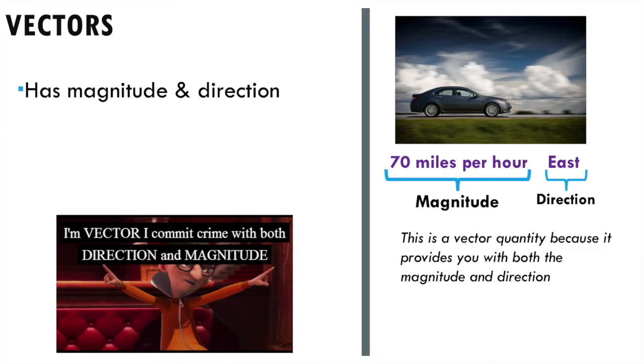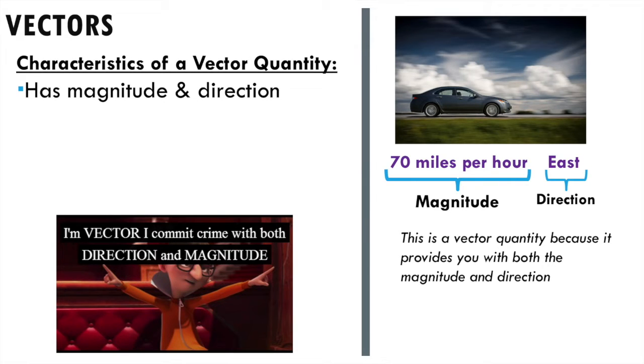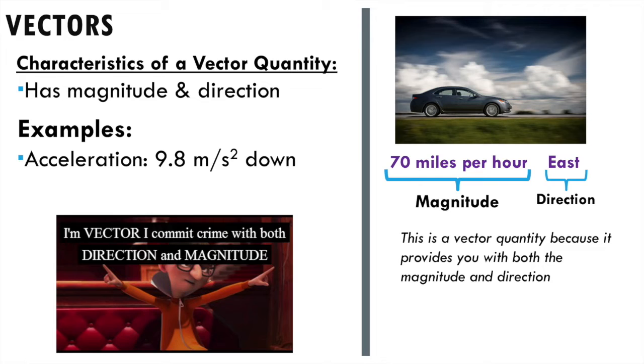So a vector, on the other hand, has the magnitude as well as the direction that it's going in. So for instance, going back to that car going 70 miles per hour, that's the scalar quantity, the magnitude. If we add a direction to it, for instance, it's going east, it is now a vector quantity. Other examples could be an acceleration of 9.8 meters per second squared down, as well as 25 miles per hour west. As long as you have that scalar quantity plus direction, you have a vector.